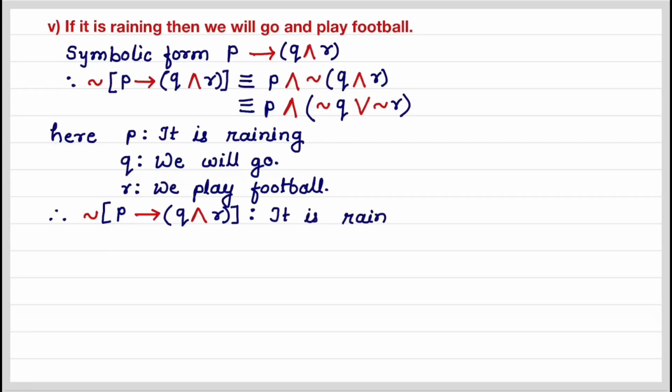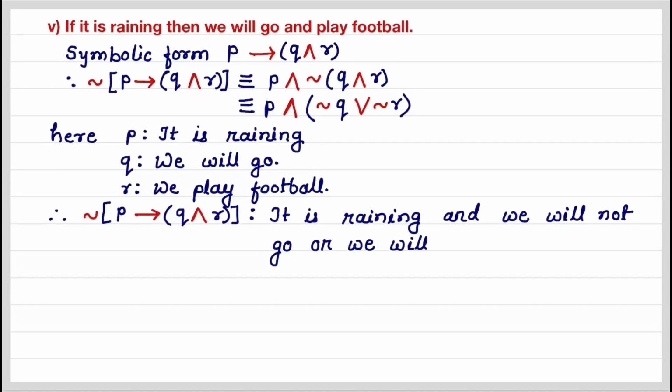Right? Negation of P implies Q and R is: it is raining, first statement as it is. Then the logical connective used is and, then in bracket negation of Q or negation of R, that is we will not go or we will not play football.